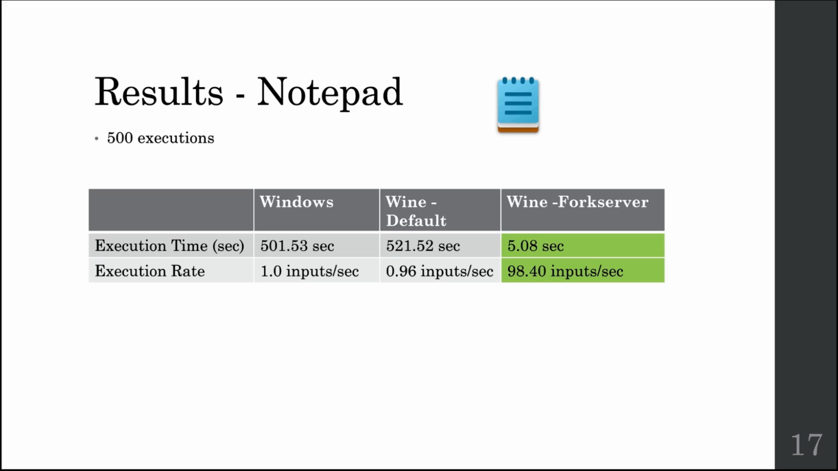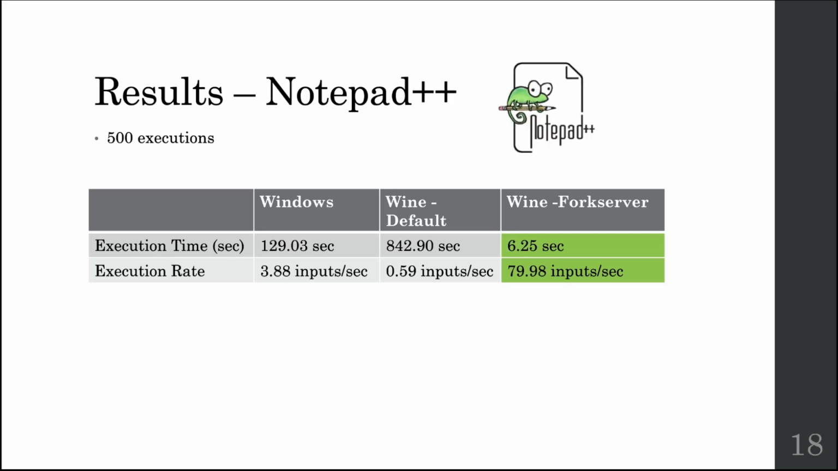Running the fuzzer in Wine with the Forkserver was a huge upgrade, completing 500 iterations in just over 5 seconds, giving us an input rate of 98.4 inputs per second. We weren't sure how much of an upgrade to expect with the Forkserver, but we were not expecting a 100 times improvement. This was obviously way faster than running in Windows.